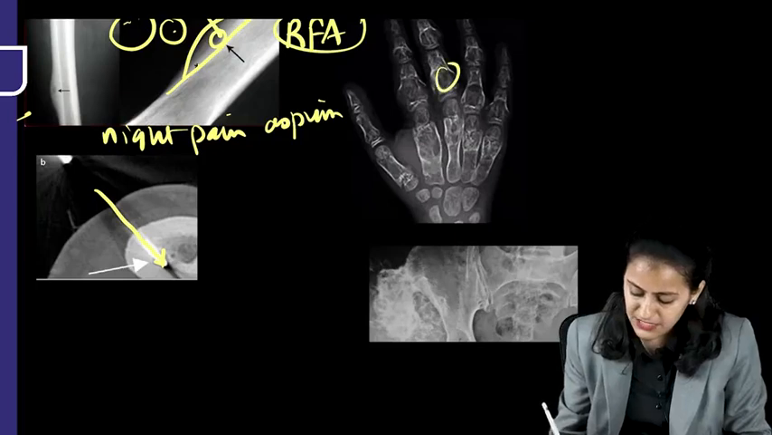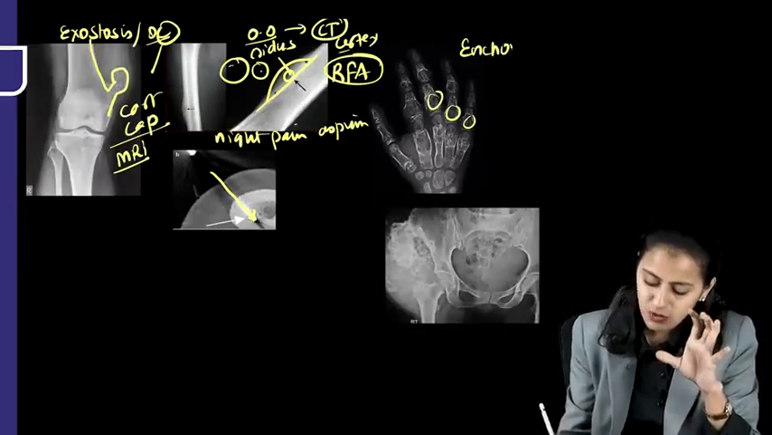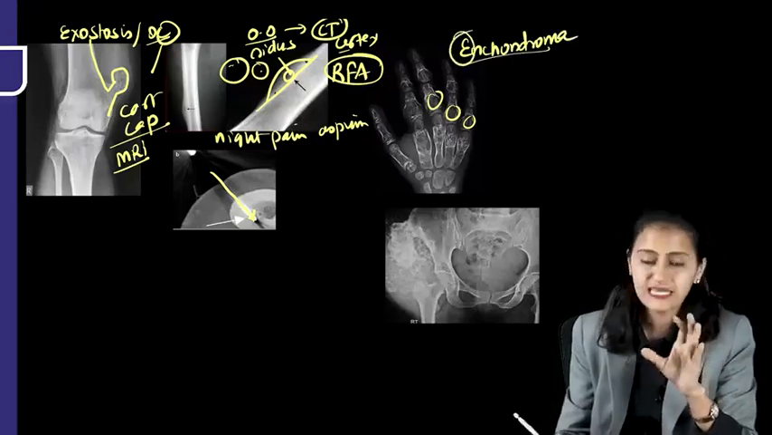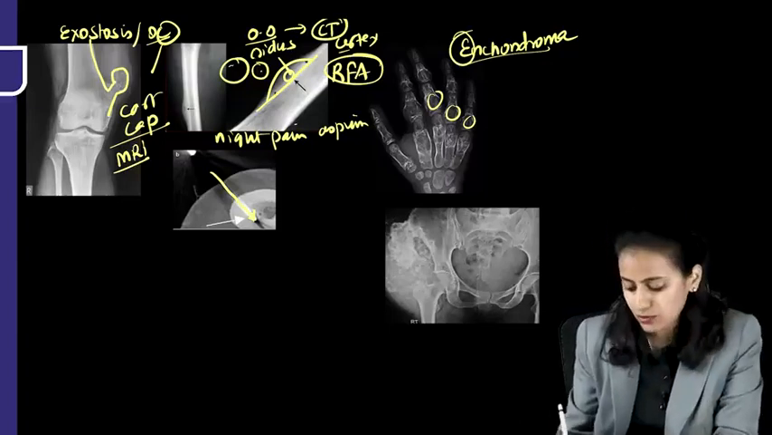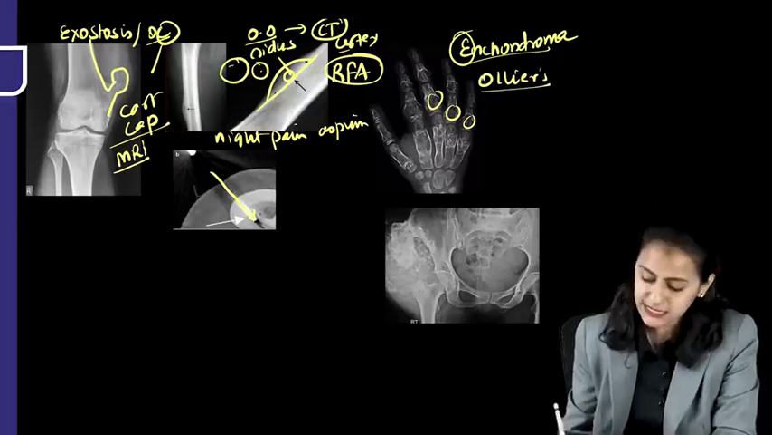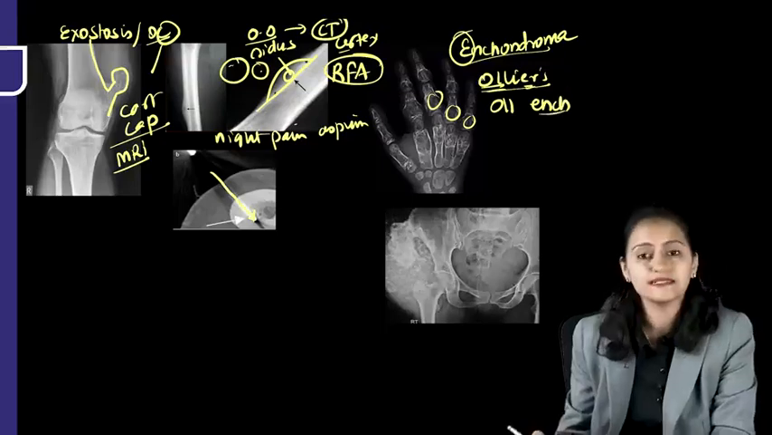When you have the multiple lesions in the small bones of the hand, that is enchondroma. Small bones of the hand is enchondroma. Remember E, the fifth alphabet, the 5 fingers. Enchondroma is in the small bones. Multiple enchondromas is Ollier's disease. All E, that means it is all enchondromas.